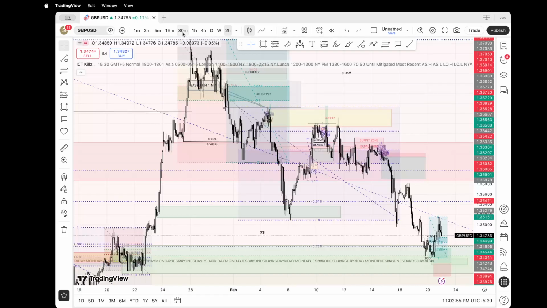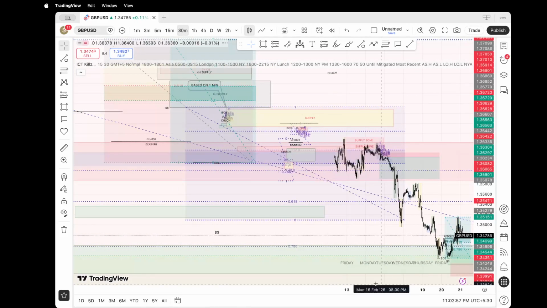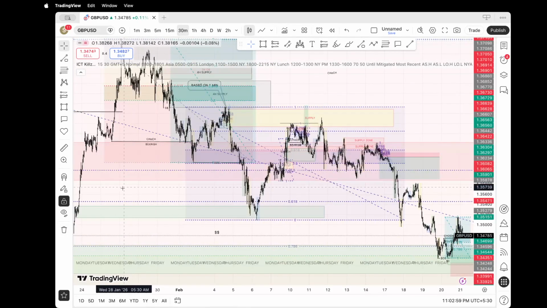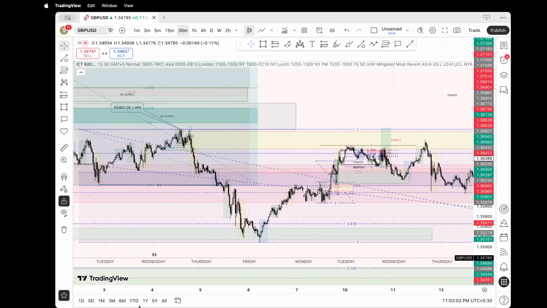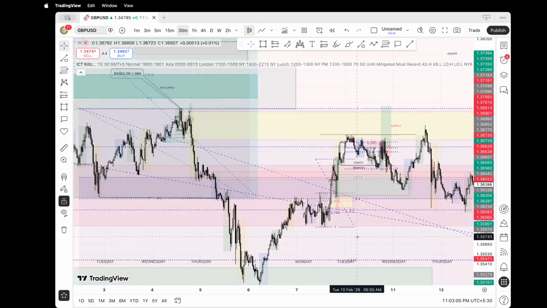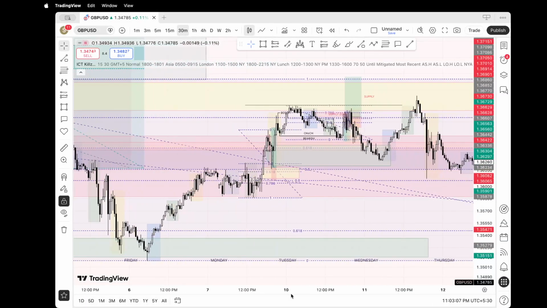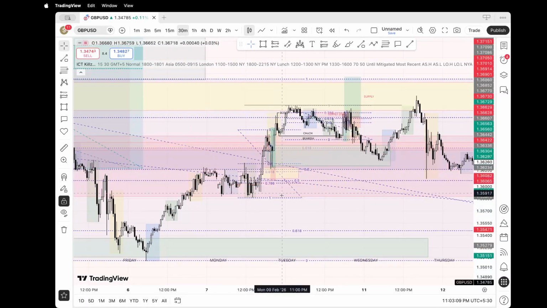Now let's zoom in a bit and see what actually happened. Let's log this in. So yes, the trade came in, and I don't know why I took this trade.